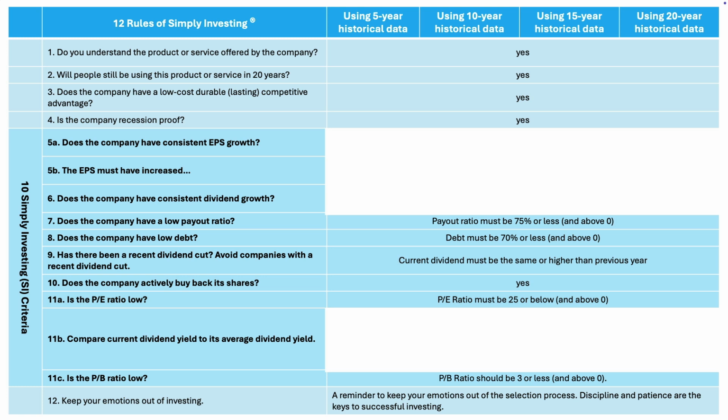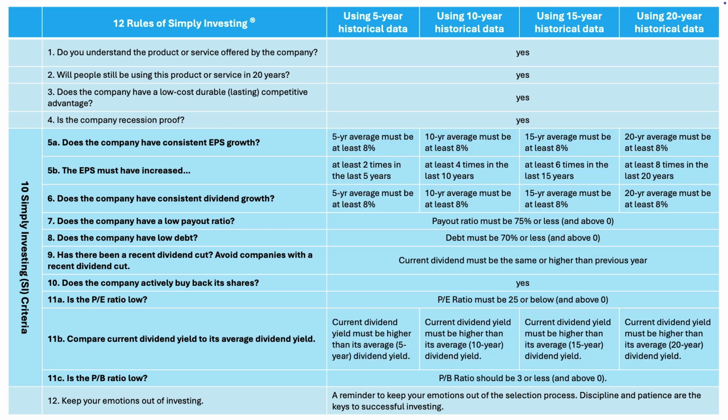Rule number 11C, same thing. Rule number 11C says to look at the PB ratio of 3 or less. And so that's going to be the same whether you're looking at 5-year historical data, 10 years, 15 years, or 20 years. Now, some of the rules are going to be specific, and they're up on the screen here, based on what historical time period you are looking at.